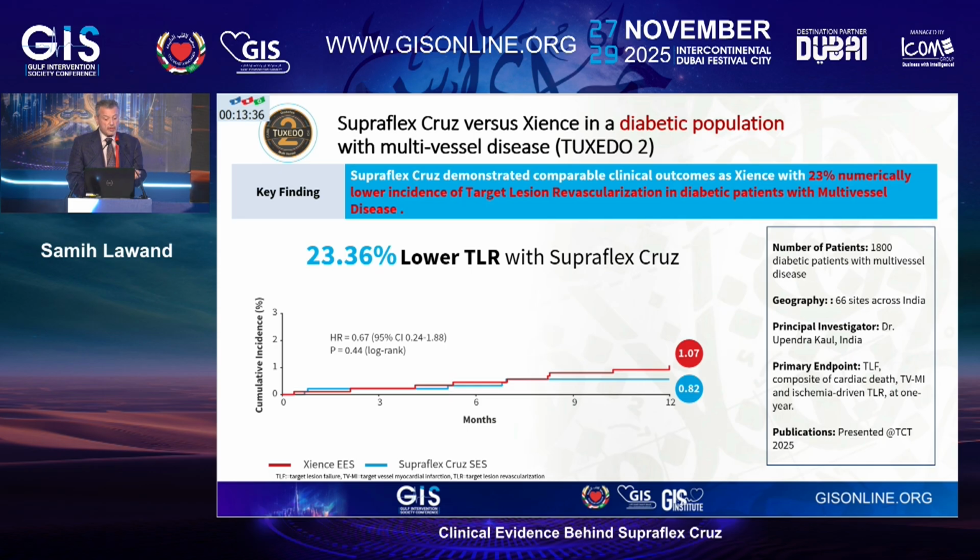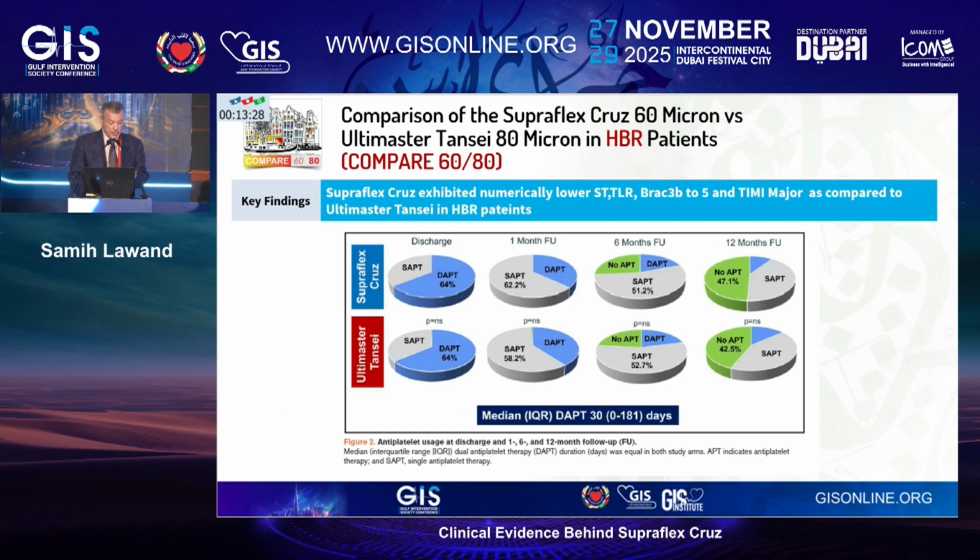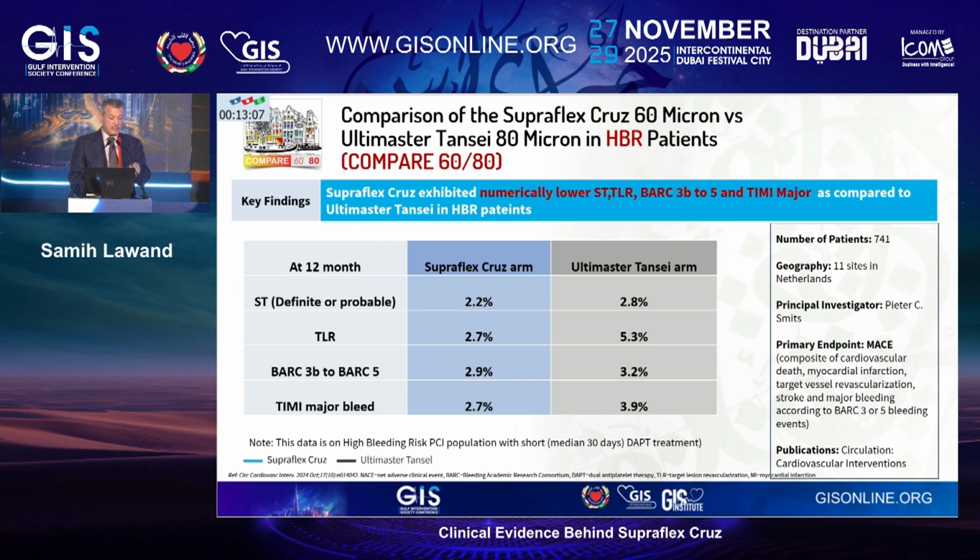And also the lower target lesion revascularization needs was also achieved, 23% at 1 year, in a study comparing both strut sizes, which is basically Supraflex compared to Ultimaster, where 60 versus 80 microns were compared, with the program of DAPT versus short DAPT versus no DAPT gradually changed from 1 to 6 months and 12 months. And that came up with the fact that numerically lower stent thrombosis, TLR, BARC, and TIMI major bleeding rates were numerically better with Supraflex.